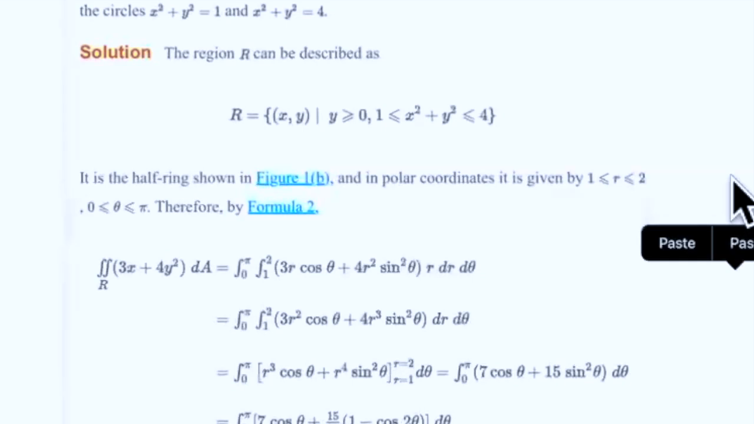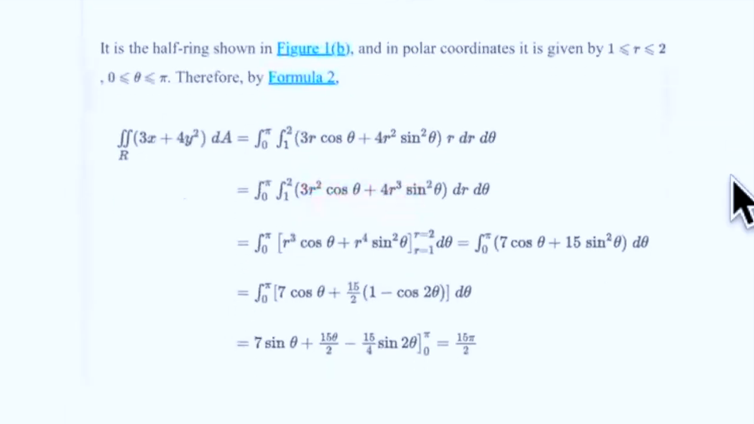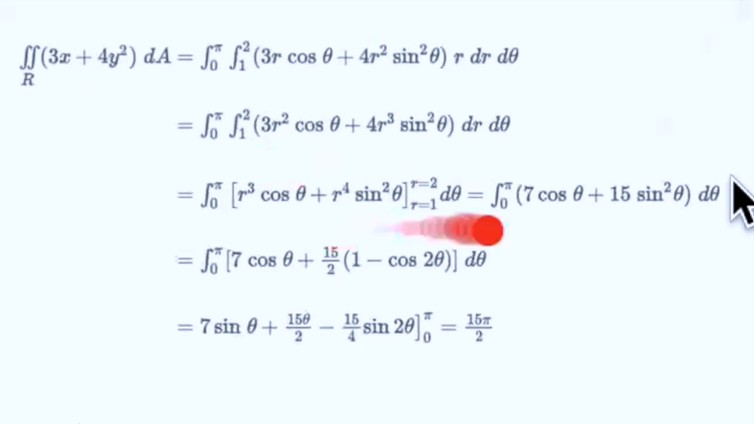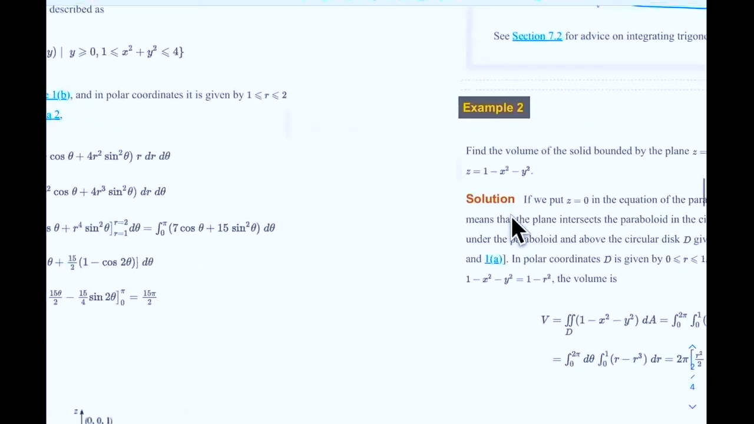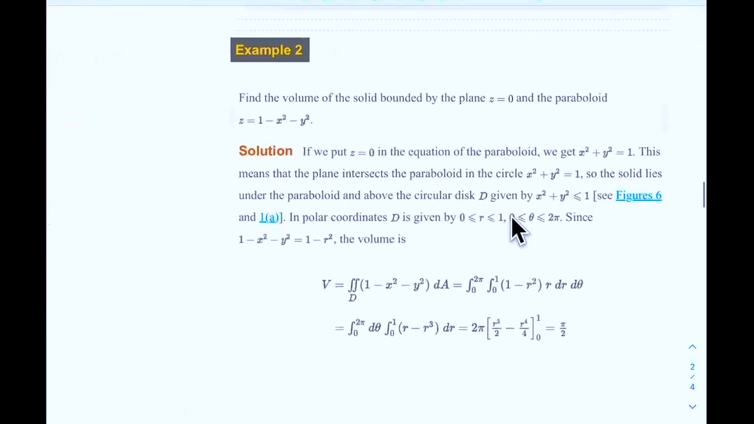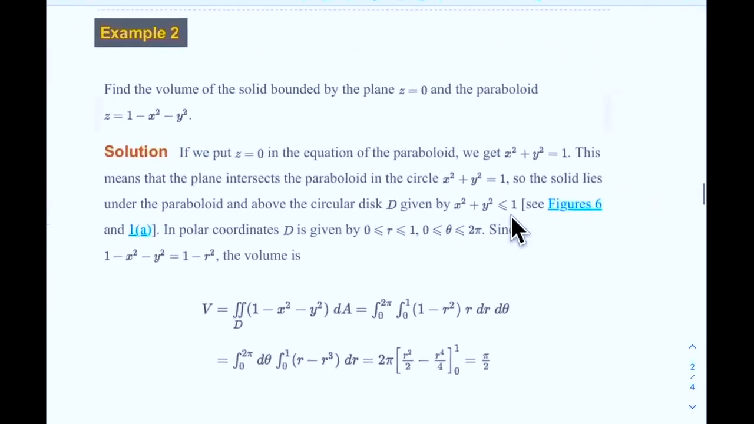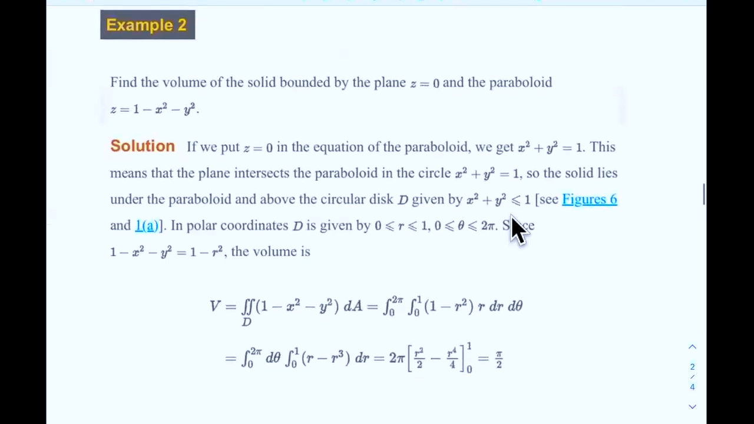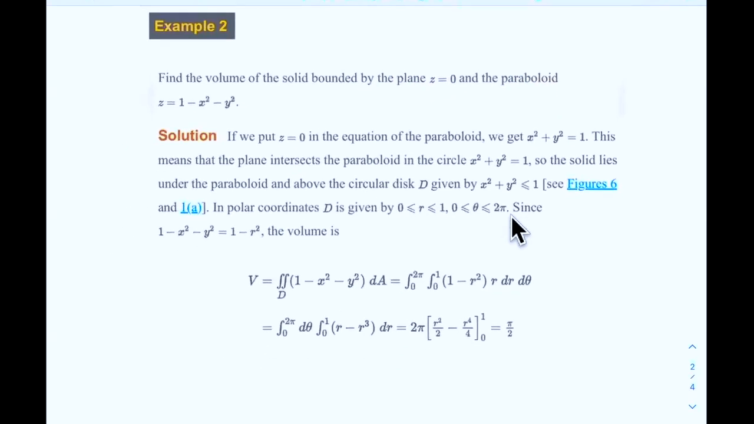So we were able to set up this integral, and then all we had to do is just follow the integration and get the result. I think the most important thing is to know how to set up the integral. Okay, let's look at the second example over here. Find the volume of the solid bounded by this plane and this paraboloid. So what is it?